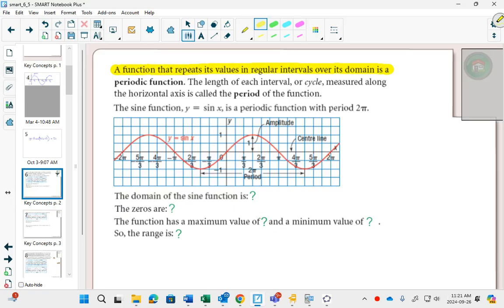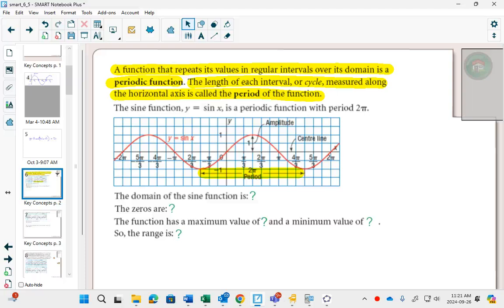A function that repeats itself is called a periodic function. And we call how long that cycle is the period. So for our sine graph, our period is 2 pi. And you can measure your period by going from any minimum value to any other minimum value, or any maximum value to any maximum value.